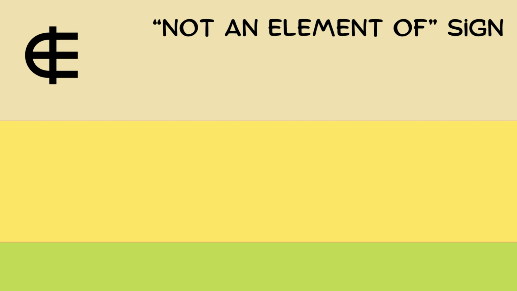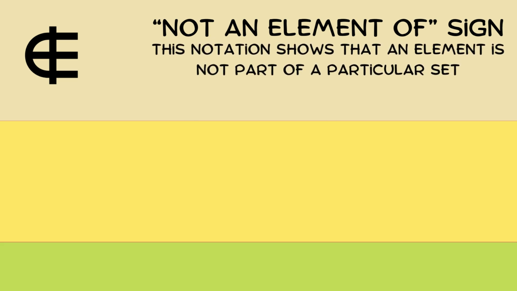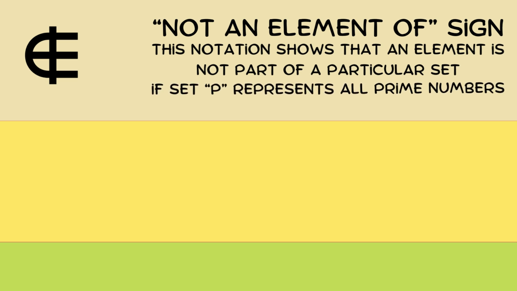Next, we have a similar notation to the previous one, and it's called the not an element of sign. This notation is just the previous sign with a line across. Simply put, this shape shows that any element within the braces is not an element of the set. For example, if set P represents all prime numbers, we could say that P is not an element of 1, 9, and 20.